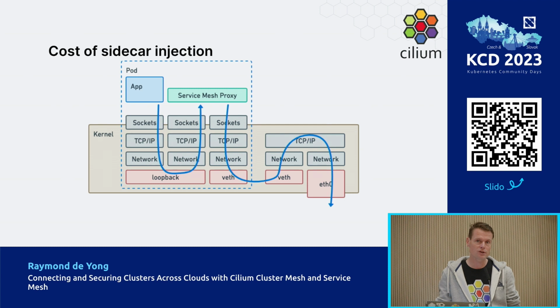Also, latency is 3 to 4 times better, or lower, depending on how you look at it. So latency is 3 to 4 times lower without sidecars, and that's due to the fact that with sidecars, you have to traverse the TCP/IP stack 3 times at least for sending traffic out of a node.